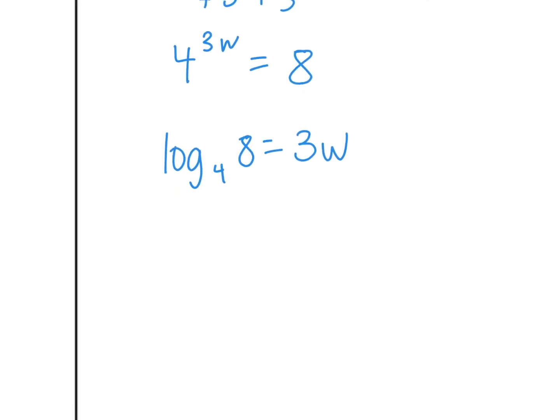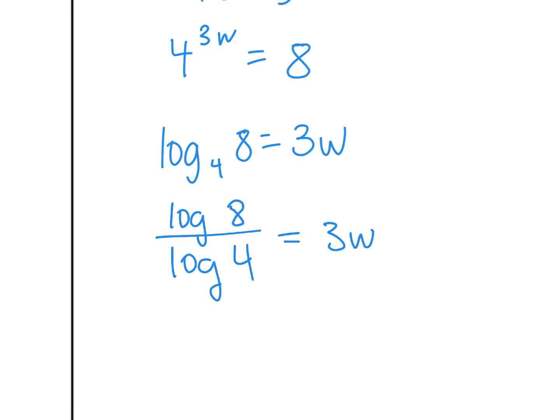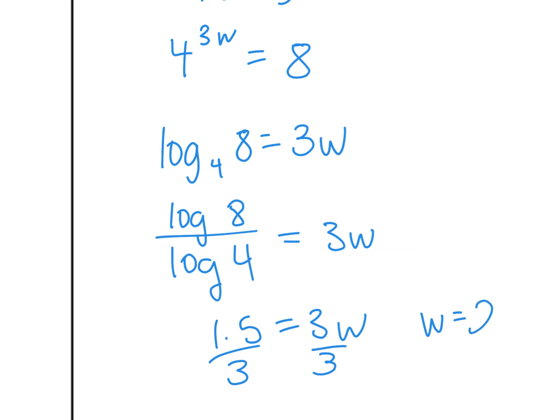So what we type in our calculator would be what? Yep, log 8 divided by log 4 equals 3w. What does that equal? 1.5 equals 3w. And last but not least, divide by the 3. What is 1.5 divided by 3? 2.